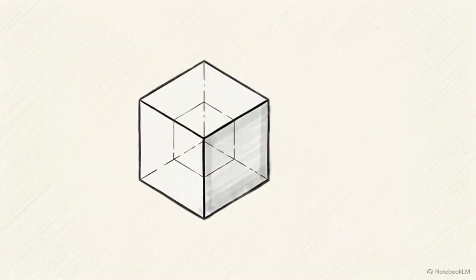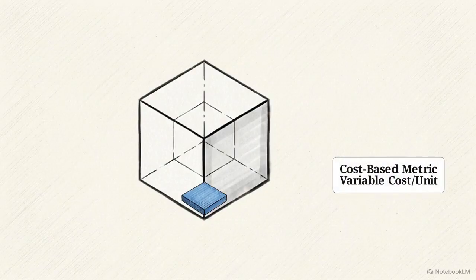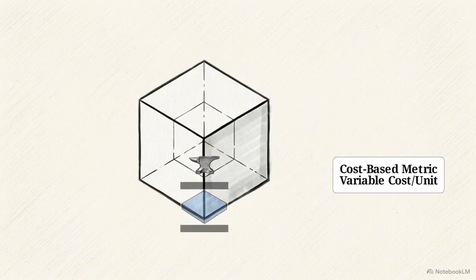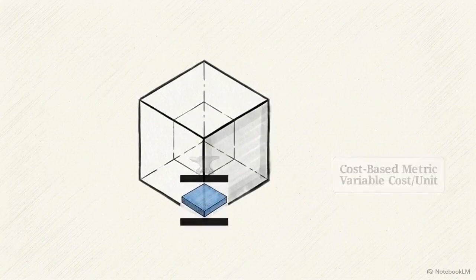This isometric blueprint shows the 3 core pillars of that structure. You can think of any pricing strategy as a room. You have the floor, the ceiling, and the window. The floor is your cost-based metric, specifically the variable cost per unit. This is the absolute minimum threshold. If you price below this line, the business model breaks with every sale you make.